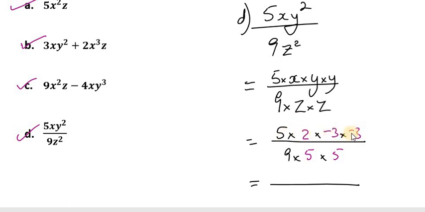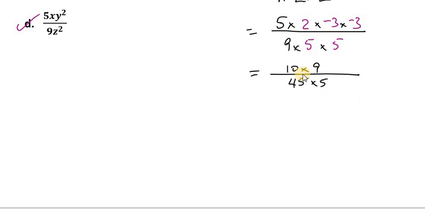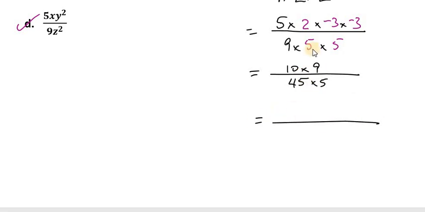Now let's look at it. We have all multiplications, so we can put them in parts. 5 2s, that's 10. Negative times negative is positive, and 3 3s, that's 9. That's 10 times positive 9. And then 9 5s, that's 45. That's 45 times 5. Let's simplify that further. So we have 10 times 9, that's 90. Now 45 times 5 is what?